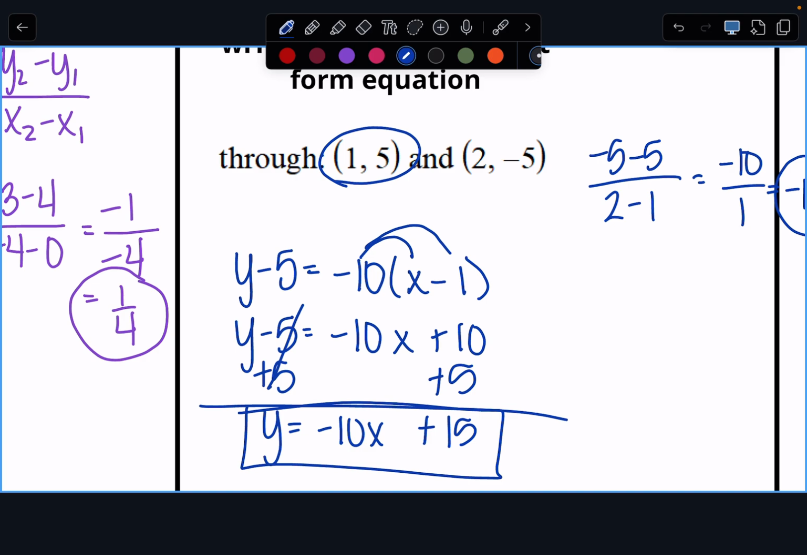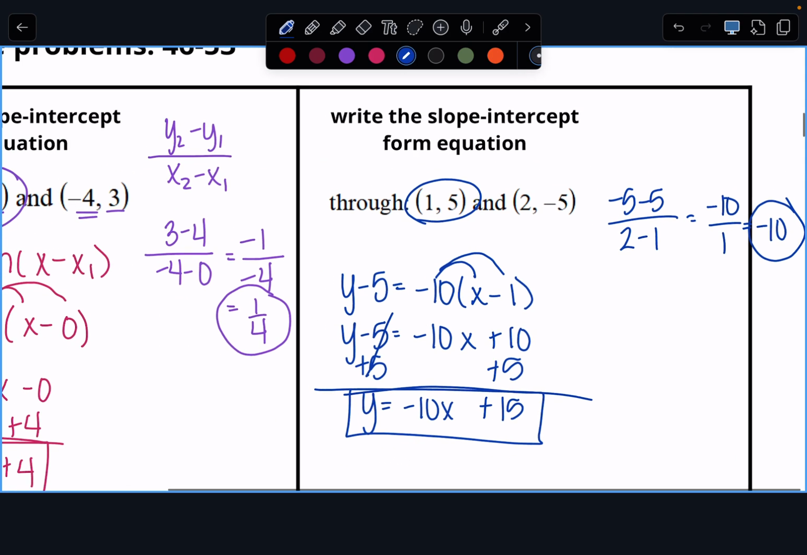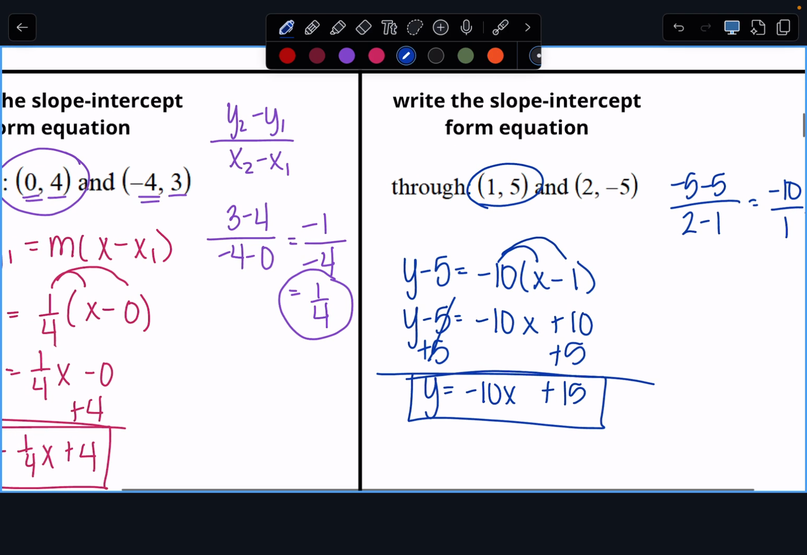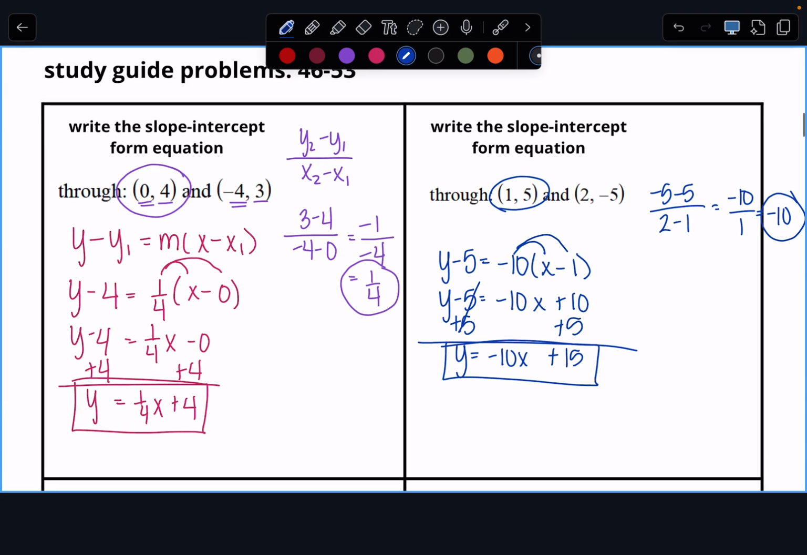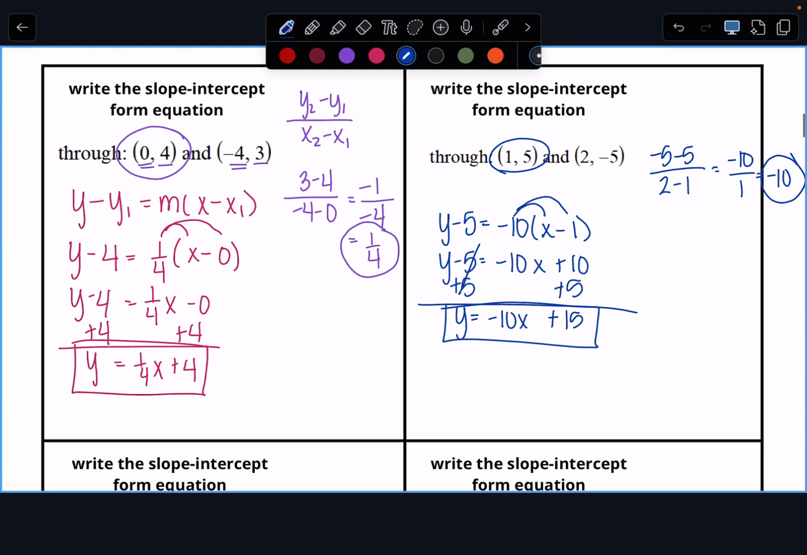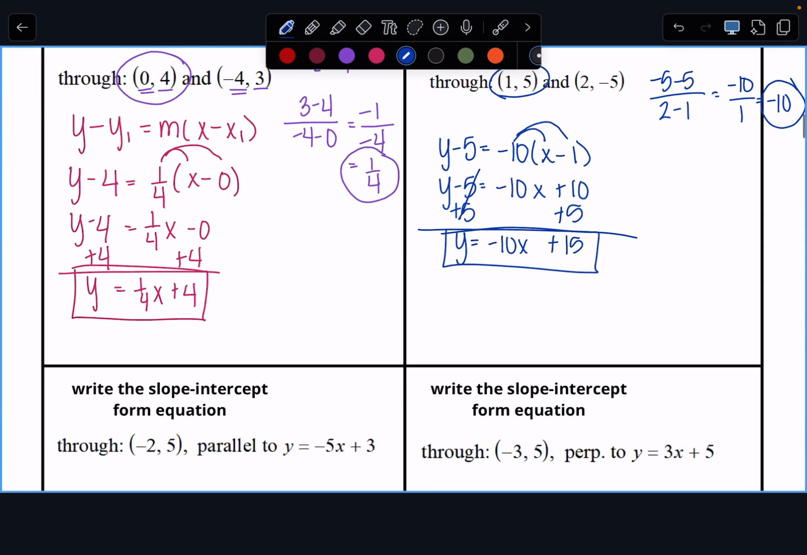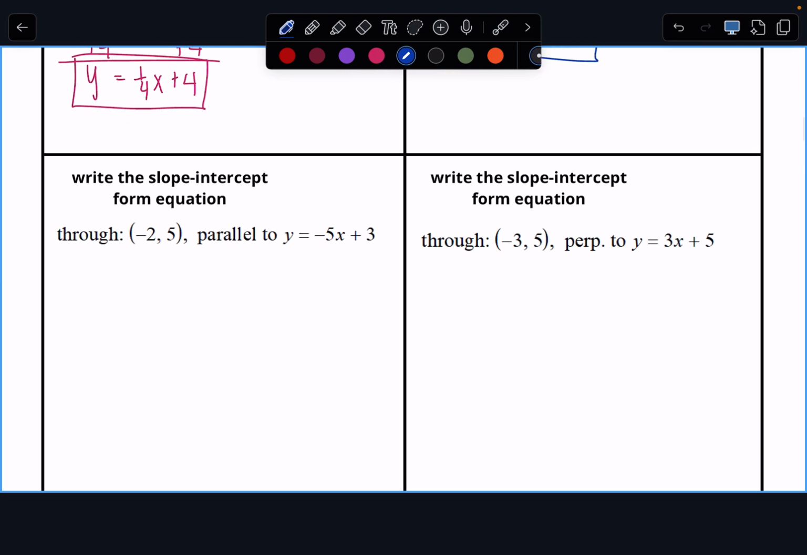Okay, so that's the process of 2 points, no slope. You've got to find the slope first, all right? So they take just a little bit longer. They're not any more difficult. They just take a while. So again, that's why we have fewer problems to do today. Now we're going to move on to our parallel and perpendicular ones.